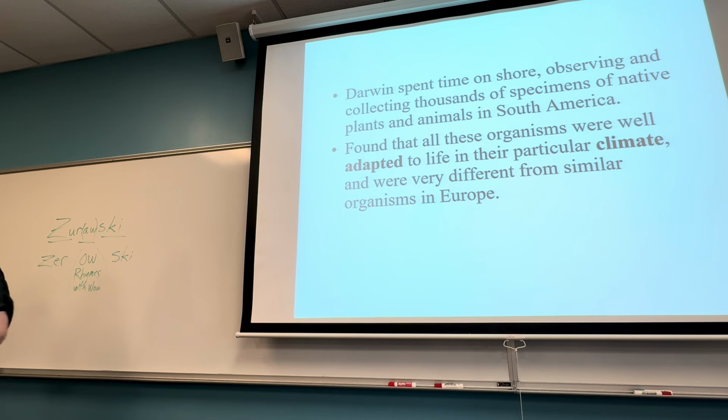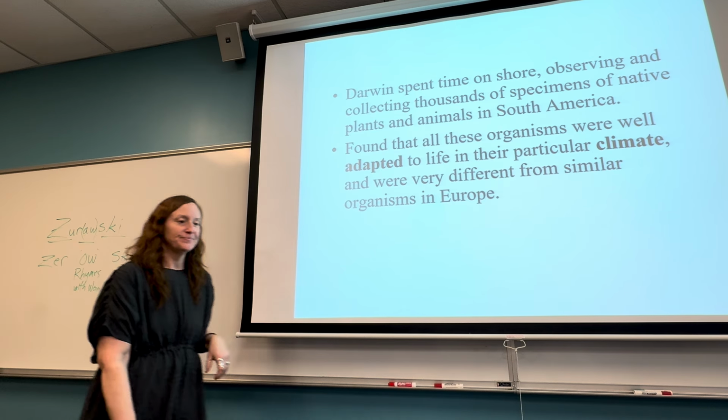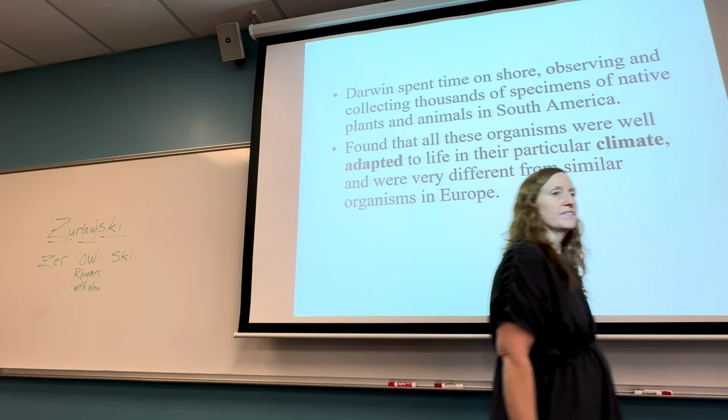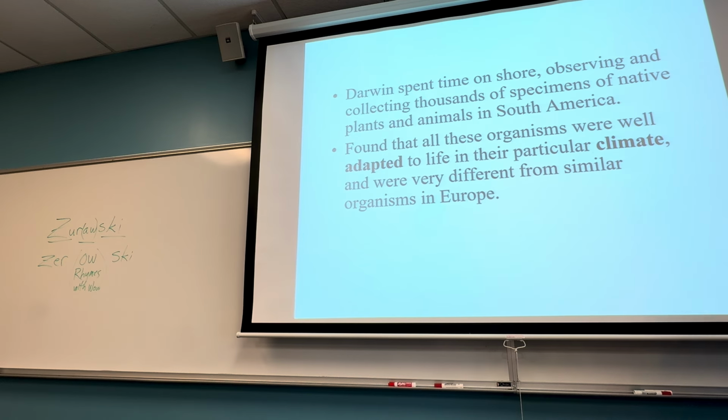Okay, so some things that Charles noticed when he went on his voyage. One is that living things were precisely adapted to their environment, meaning that how they look and acted often matched up with what the environment was doing.